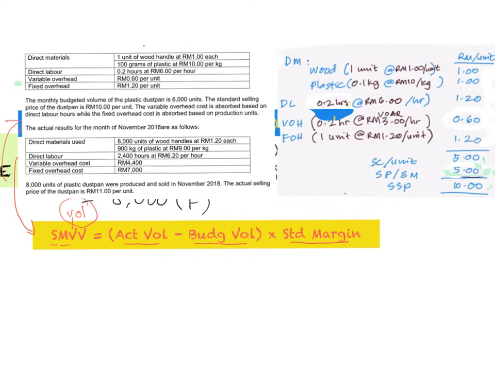In order to calculate the sales margin volume variance, we take the actual volume. Just now you can see that our actual volume is 8,000 units. So 8,000 units minus the budgeted volume. In our case, the budgeted volume is 6,000 units. So we have minus 6,000 and then times the standard margin, just like the one we have already done for the price variance, which is 5 ringgit. When you solve for this, your answer is 10,000 ringgit.